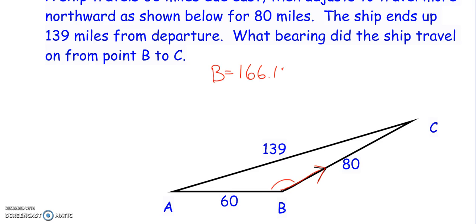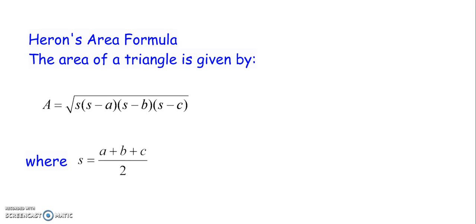166.15 degrees. Now, the only problem with that is that's not a bearing. To turn that into a bearing, remember bearings are always measured off the north-south line, so I could subtract out the 90 degrees here, and the actual bearing would be 76.15 degrees, and that's going northwest. Okay, so you can try that on your own. Bring questions to class tomorrow.